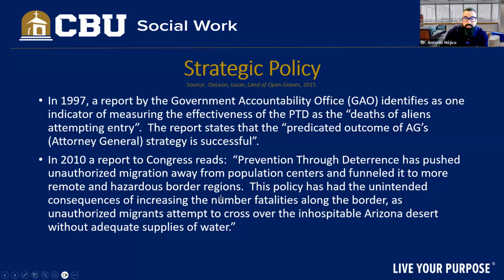In 2010, a report to Congress read that prevention through deterrence has pushed unauthorized migration away from the population centers and funneled it into more remote and hazardous border regions. This policy has had the unintended consequence of increasing the number of fatalities along the border as unauthorized migrants attempt to cross over the inhospitable Arizona desert without adequate supplies of water. And this was back in 2010. And as I've shared with you, we're here in the years that we are today, and this policy is still in effect. As social workers with a global mindset, what we want to do is pull from this lecture.